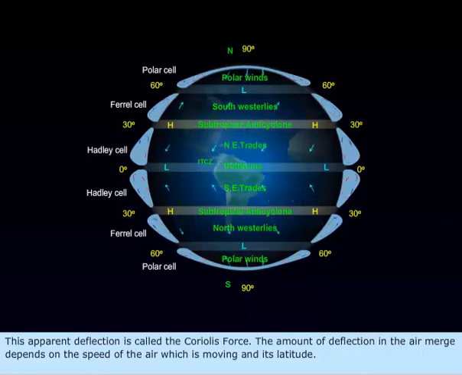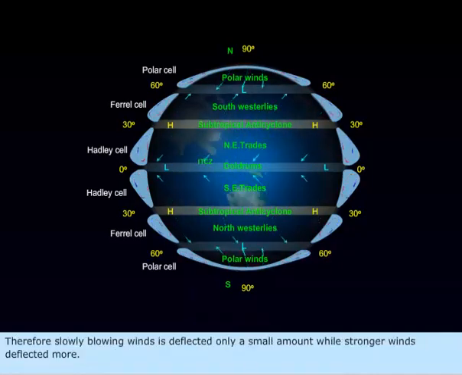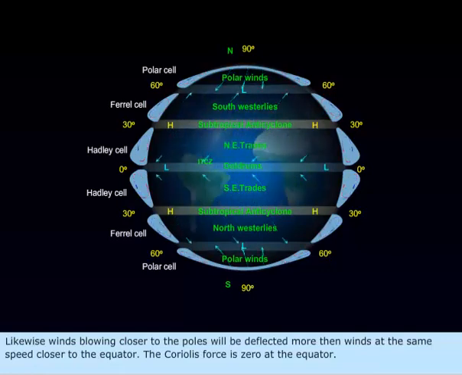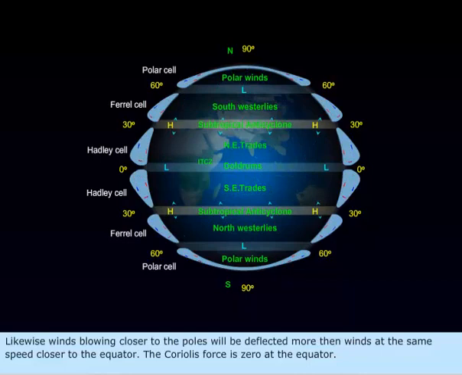The amount of deflection the air makes depends on the speed at which the air is moving and its latitude. Therefore, slowly blowing winds will be deflected only a small amount, while stronger winds will be deflected more. Likewise, winds blowing closer to the poles will be deflected more than winds at the same speed closer to the equator. The Coriolis force is zero at the equator.